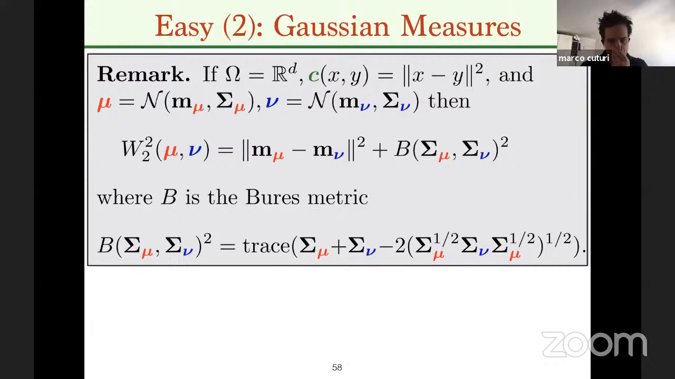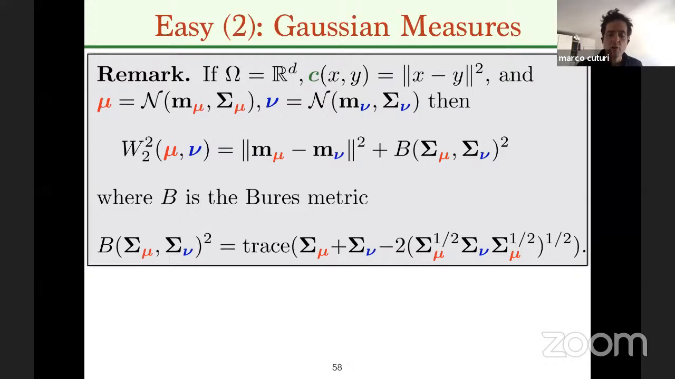There are alternative ways to write this quantity, and so if you look at the papers, you will see there's quite a few identities that you can play with, but this is the most usual definition.